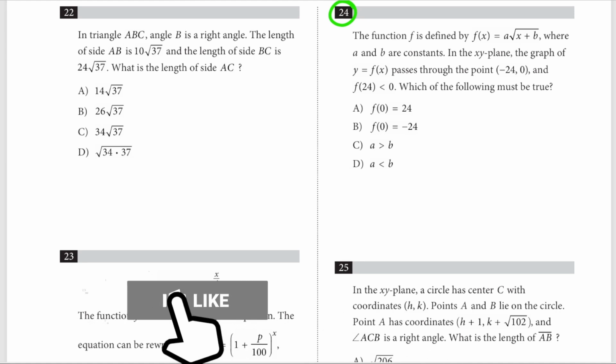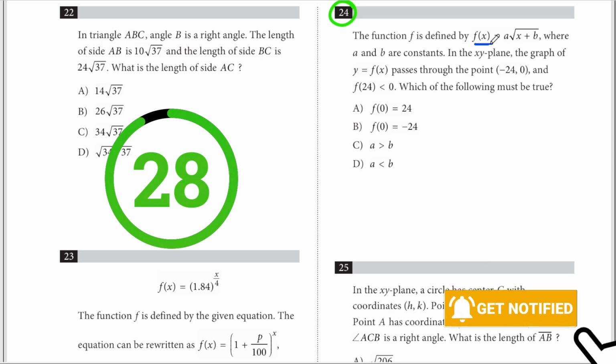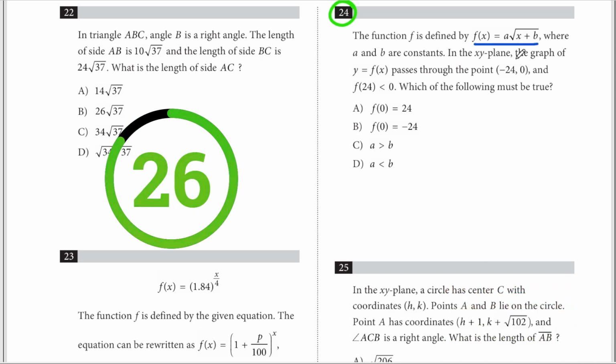So how can you do this problem in 30 seconds or less? The function f is defined by f of x is equal to this, where a and b are constants. The graph of f of x passes through the point (-24, 0), and f of 24 is less than 0. Which of the following must be true?